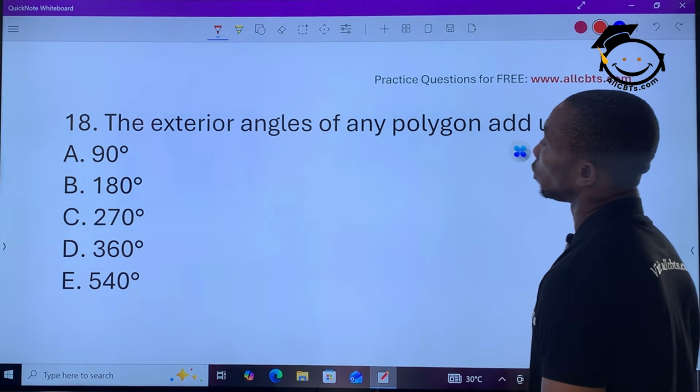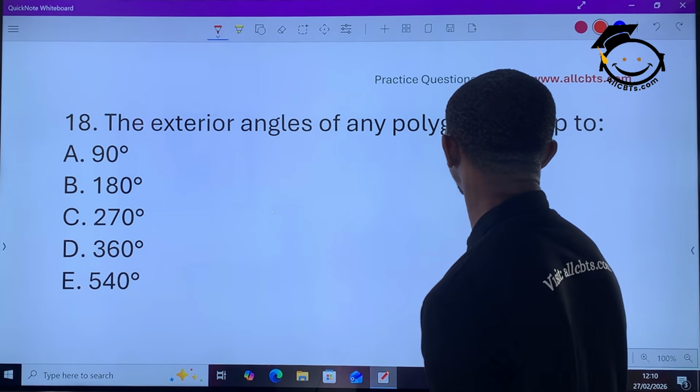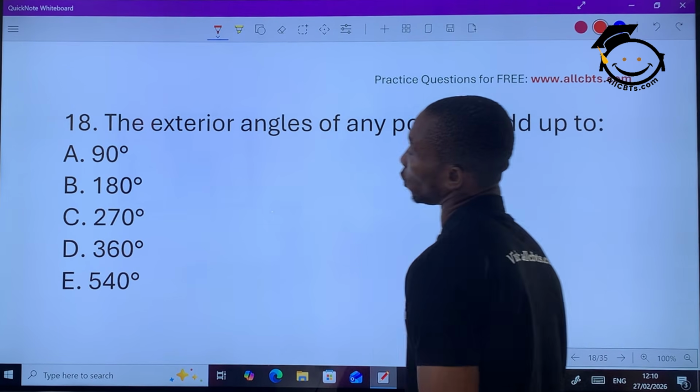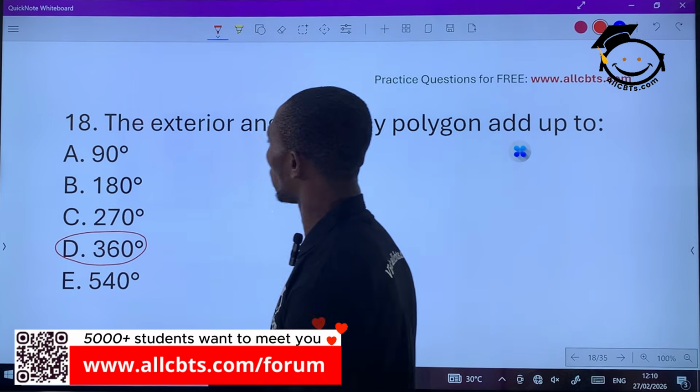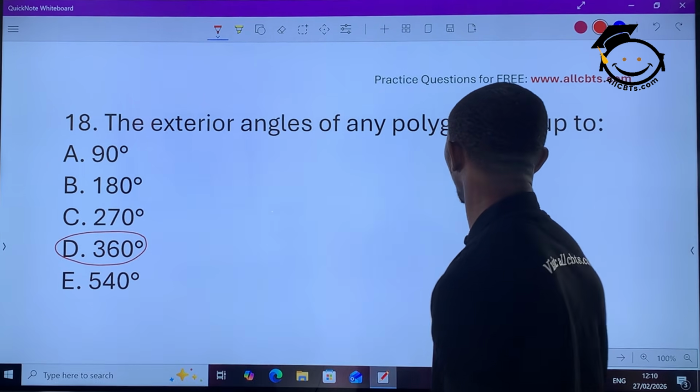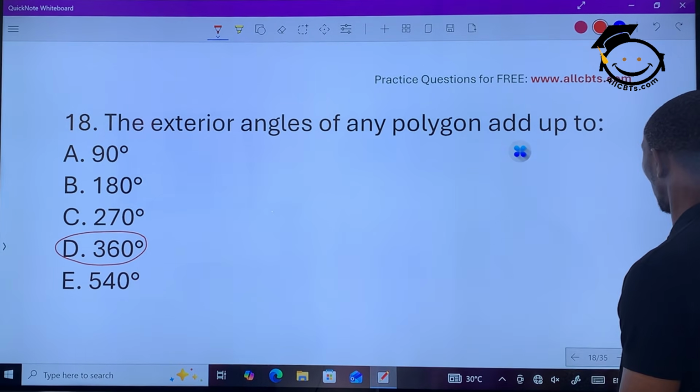The exterior angle of any polygon adds up to what? 360 degrees. The exterior angle of any convex polygon adds up to what? 360 degrees.